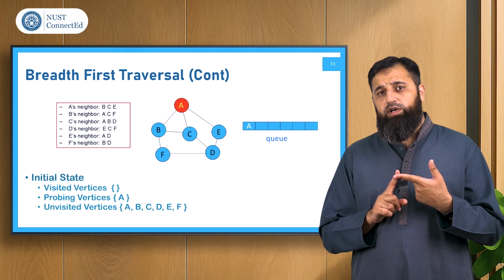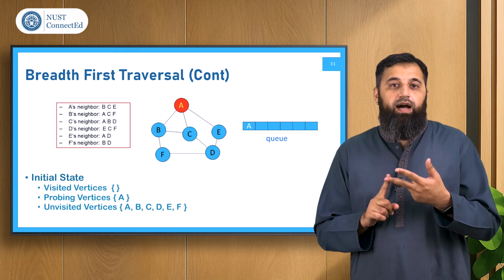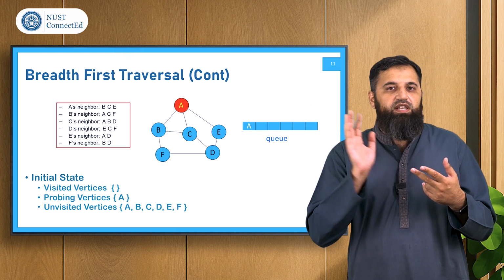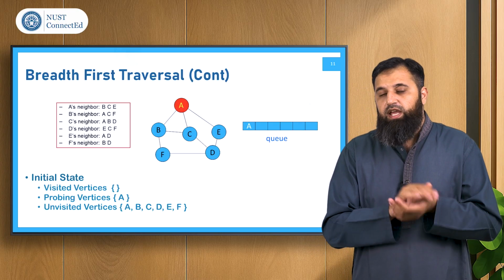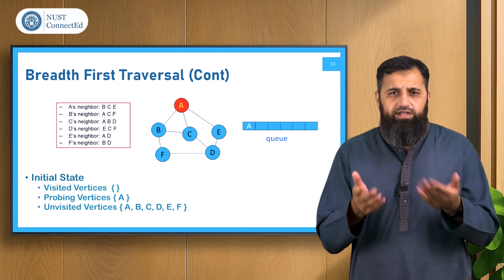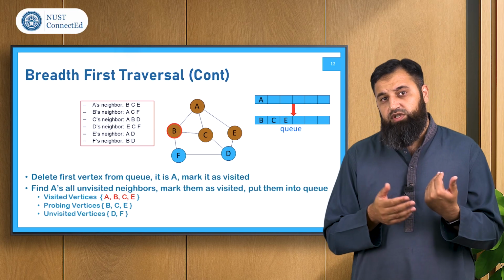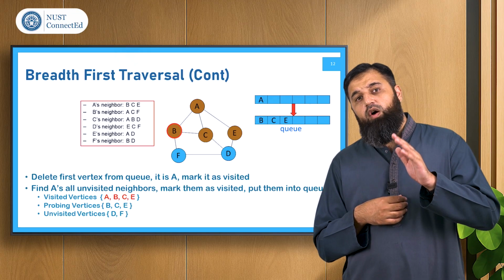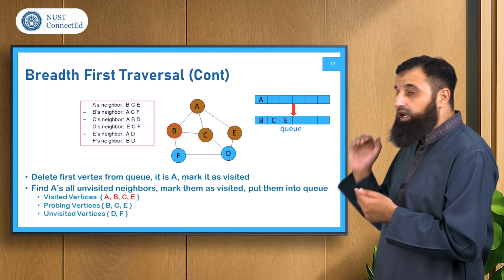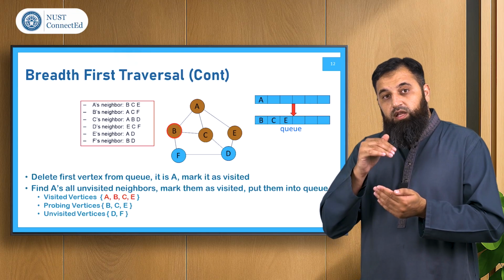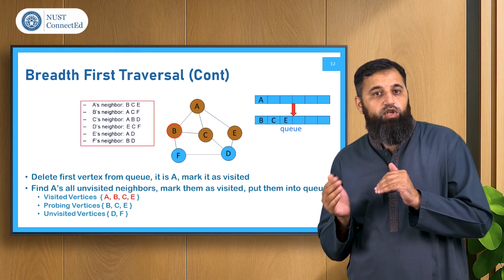Initially, the visited vertices are empty and the probing vertices has A in it. The unvisited vertices are A, B, C, D, E, F, because even though A is in the probing vertices, we have not visited it yet. So we visit it, then we remove A from the queue and mark it as visited. Now we find all unvisited neighbors of A, which are B, C, and E. Then we mark them as visited and put them in the queue.